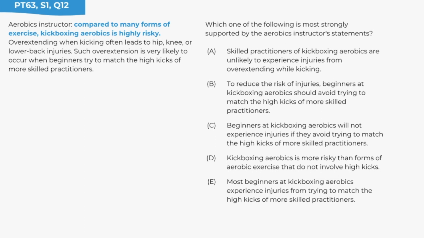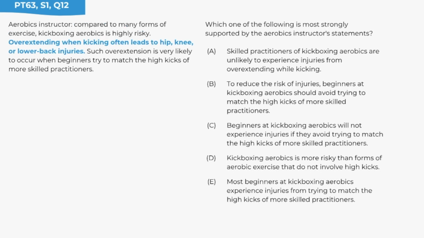So it's very common for questions to have more than one reasoning structure. You want to use the reasoning structures to help you better perceive the gap, but you don't want to think of them as completely operating in isolation. Many questions will contain overlapping reasoning structures within the same set of information. So we have this comparison between kickboxing aerobics and other forms of exercise, and they're saying that it's highly risky compared to those other forms of exercise.